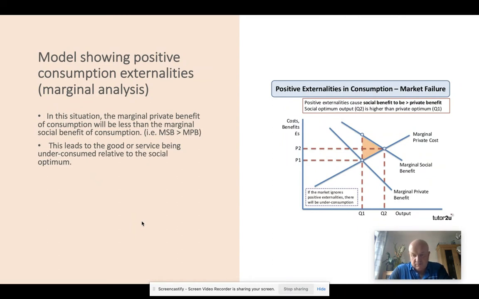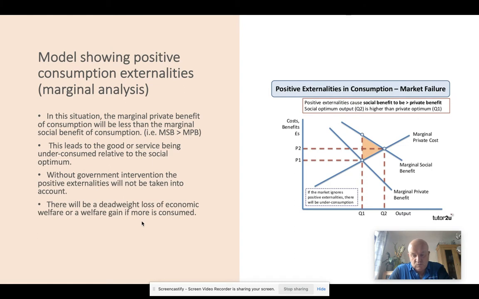So remember, the social optimum is where we basically have the same marginal social cost and marginal social benefit. So without any government intervention, we're going to have an issue where positive externalities will not be taken into account, and clearly that then means that we're going to have another deadweight loss of economic welfare, or welfare gain if more is consumed, on the basis of the analysis and diagram that we've shown here.